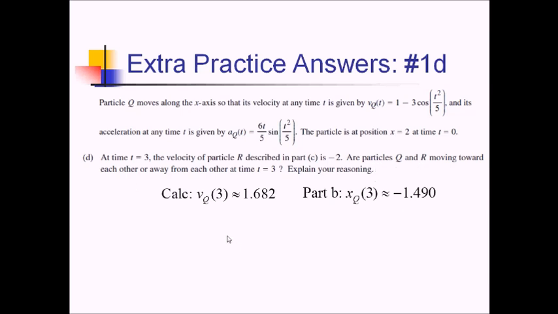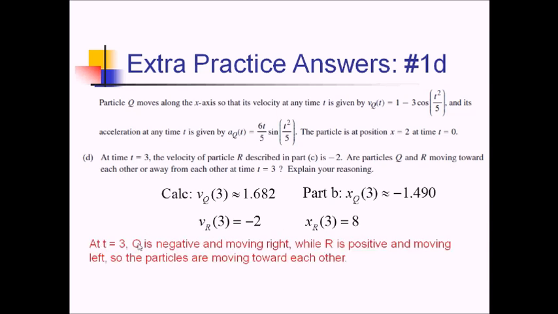Now for particle r, we said that we had a velocity of negative 2. They told us that in part D. In part C, they told us the position at time 3 was 8. So here we are starting to the right of the y-axis and moving to the left. So since q is negative and moving right, and r is positive and moving left, our particles must be moving toward each other because they're both moving toward the y-axis.